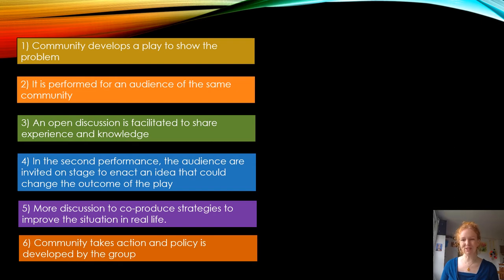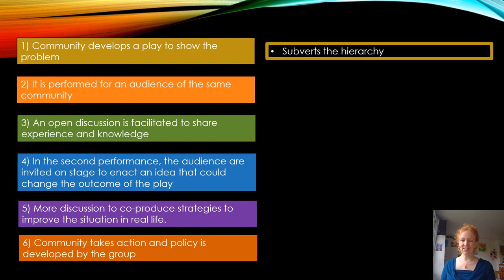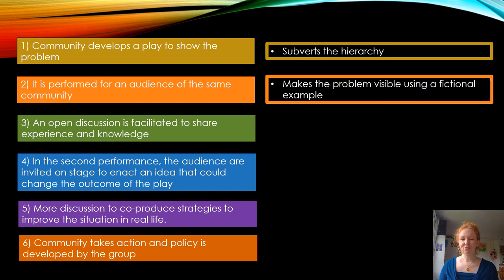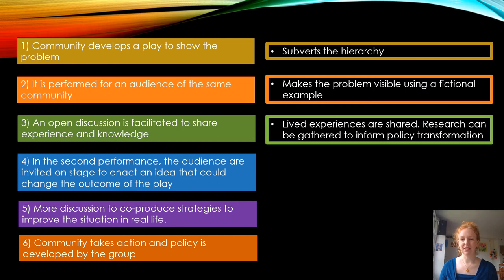So this approach is brilliant because it subverts the hierarchy. It's not people going into a community and saying what they need, it's the community saying what they need. So it's working from the ground up. Often we're making a problem that was previously invisible visible, but we're using a fictional example. Our discussions enable lived experience to be shared, and research can be gathered to inform policy transformation.